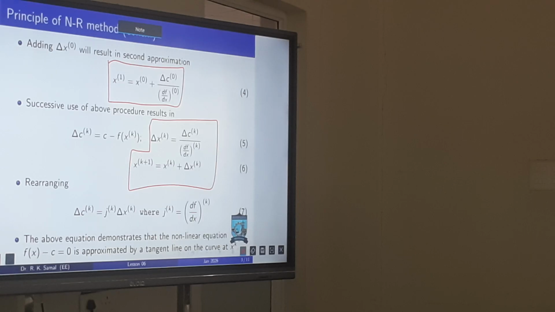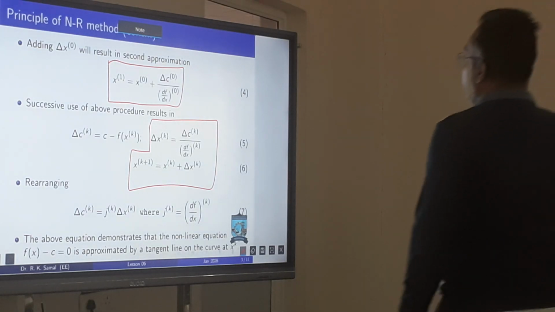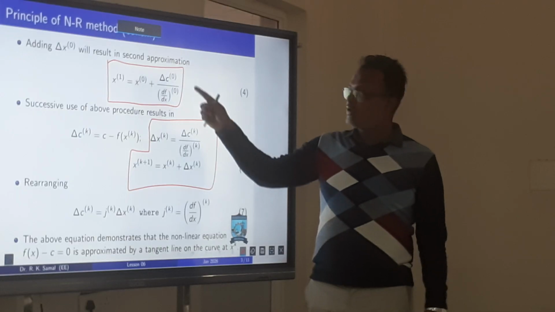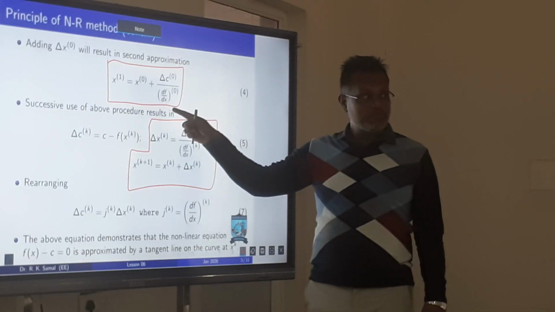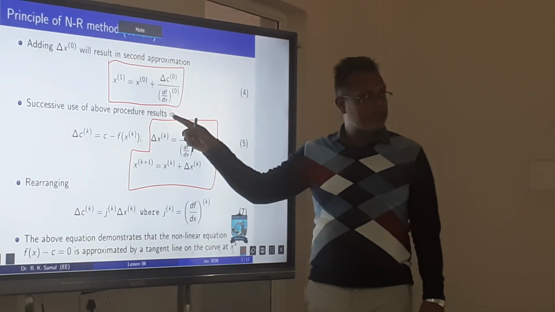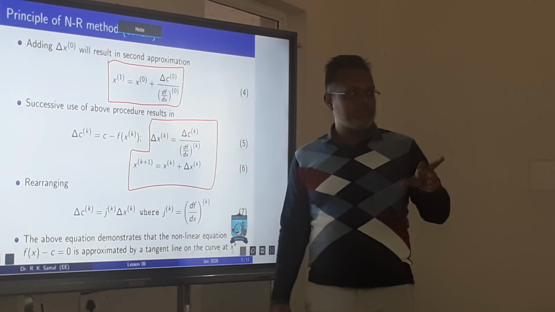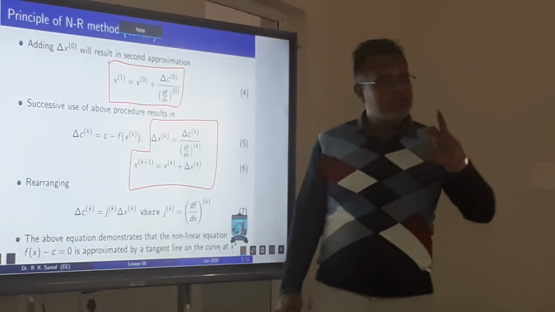So how to find this difference? 5 minus 3, 2. How to find the difference? By evaluating the function at those two values and getting the difference delta C. So this is the function difference divided by the derivative. You see, divided by the derivative. This comes from the Taylor series. So what the Newton-Raphson method wants is a derivative.